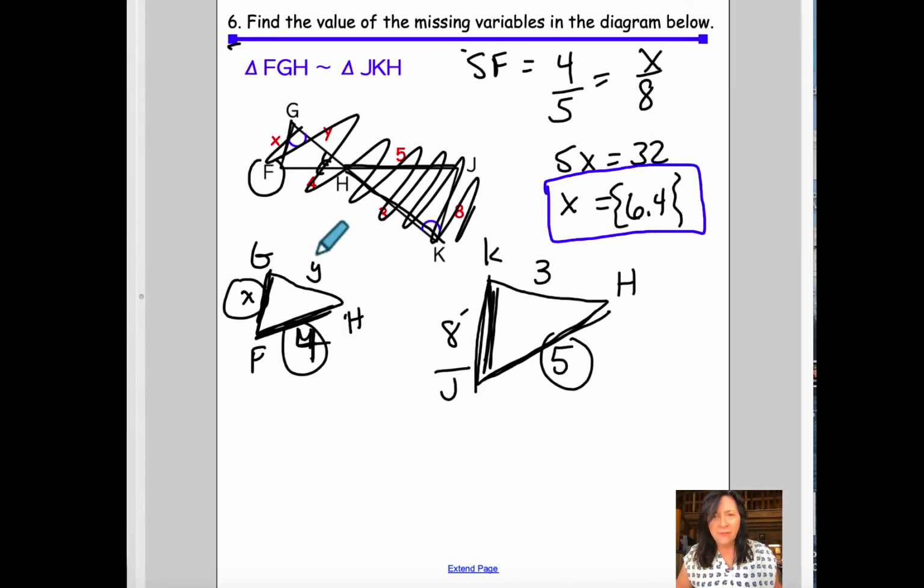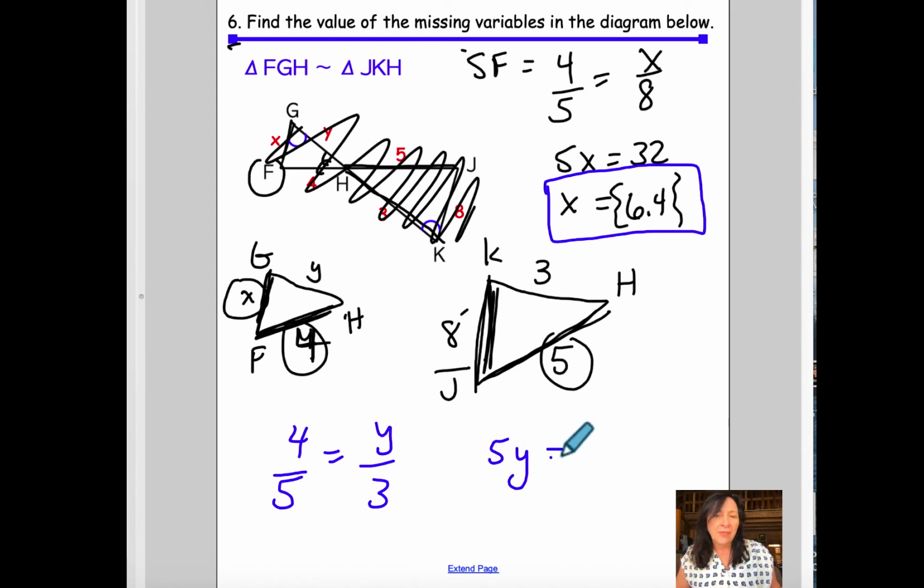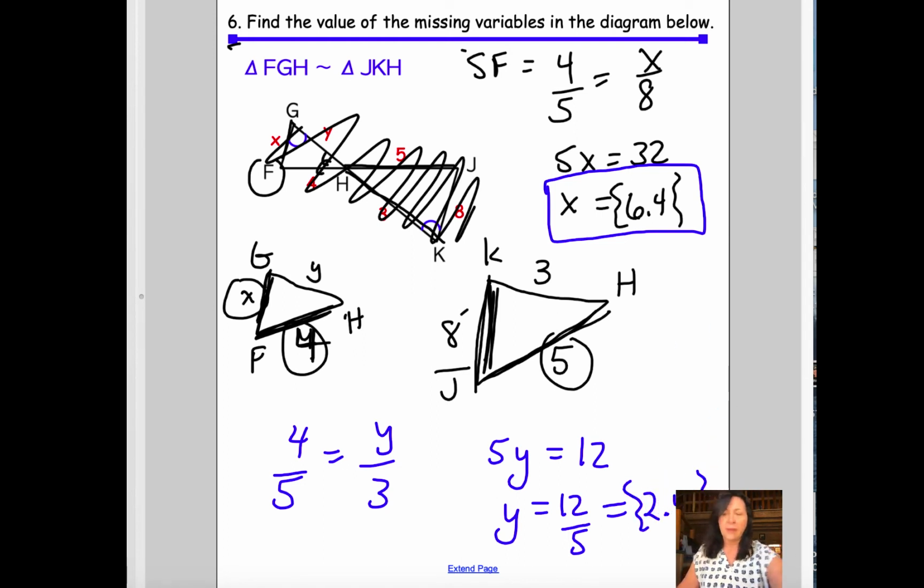Next problem, we want to find y. So again, I'm going to use my scale factor, which is 4 to 5, as y is to 3. I'm going to cross multiply. I get 5y is equal to 4 times 3, which is 12. I'm going to divide by 5. I get y equals 12 divided by 5, right? So 12 divided by 5, you guys, is just what? 2.4. So this equals 2.4, and this is a solution. Again, 2.4, and put your answer in solution set.